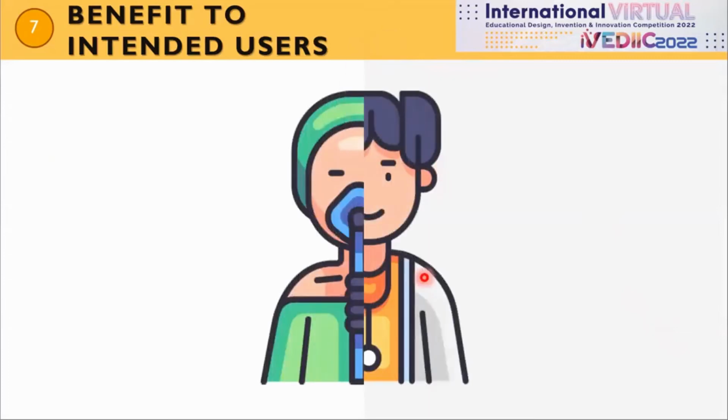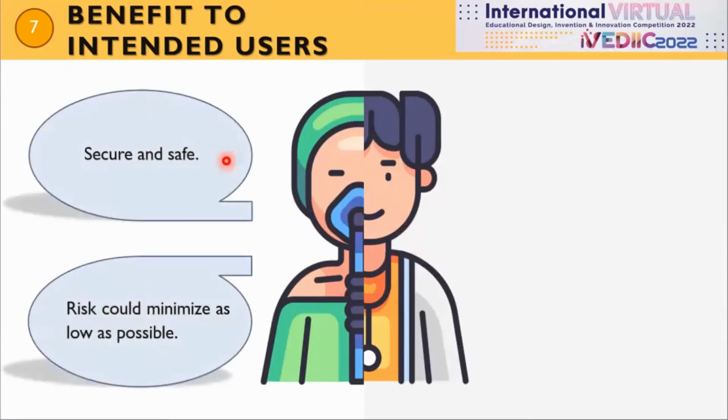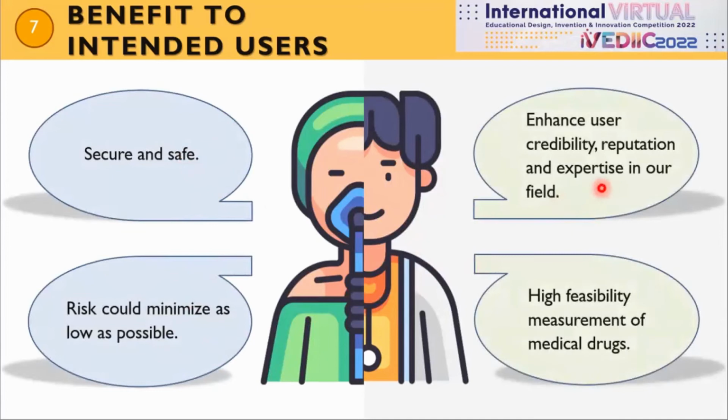Furthermore, I would divide the benefits for the intended users into two groups, which are the patients and the doctors. Since the patients are the direct users who need the aid of anesthesia, we need to ensure a secure and reliable environment for them. Hence, using our system, it could minimize the risk of side effects caused by any medication errors. Secondly, the doctors and hospitals. This will enhance their credibility and reputation by having a high-precision measurement of medical drugs.